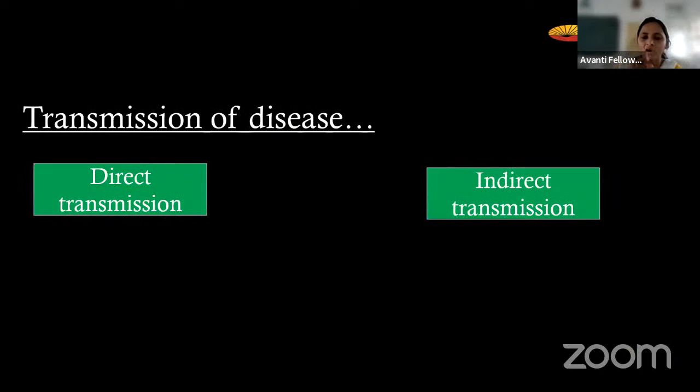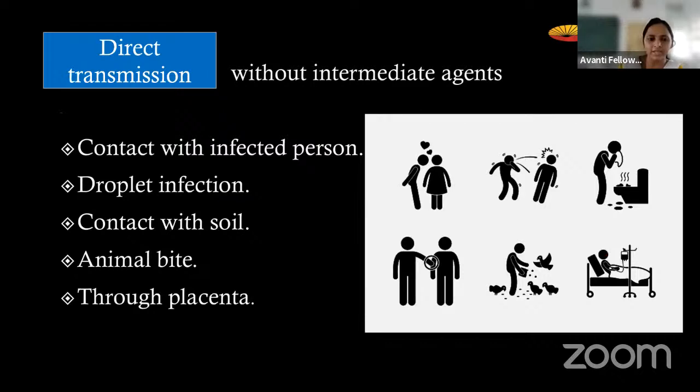Okay. So then how does the transmission of the disease occur? I have told you that one is direct transmission and another one is indirect transmission through the vectors. Right? Fine. So see here, direct transmission. By which direct methods are you going to get the disease? One, contact with the infected person. Second one is droplet infection.